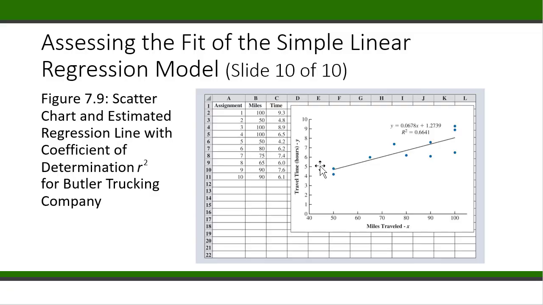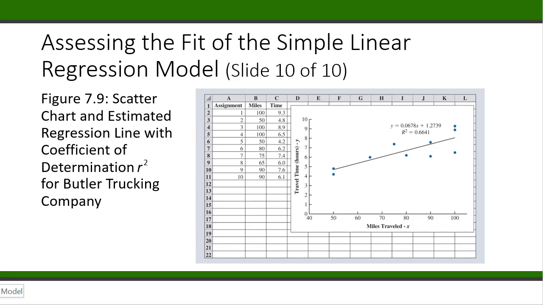So if you're following along doing this in Excel and following along in the book, you should have a chart that looks like this that has the y. This is y hat right here, the linear regression model equation, and then your R squared value, which is the coefficient of determination.